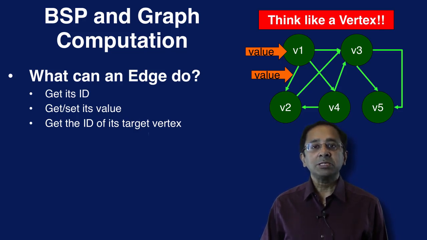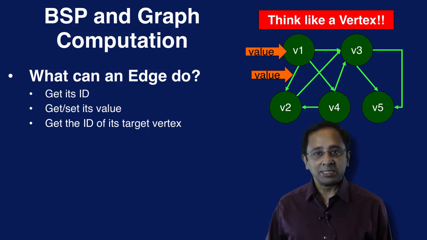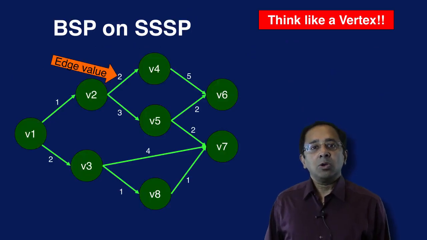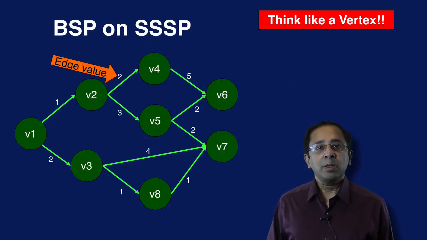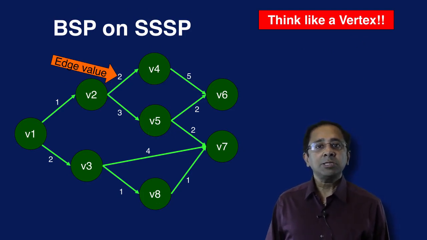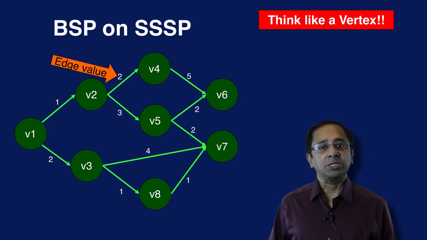It's Dijkstra's single source shortest path, SSSP, algorithm. We have seen this algorithm before, but now we'll show how to compute it in a parallel setting using BSP. Here is the edge value. That's the weight of the edge. This is known before the algorithm starts.